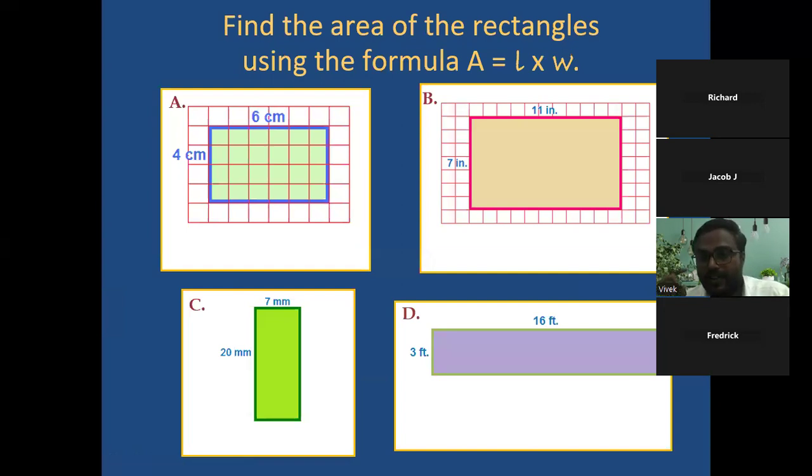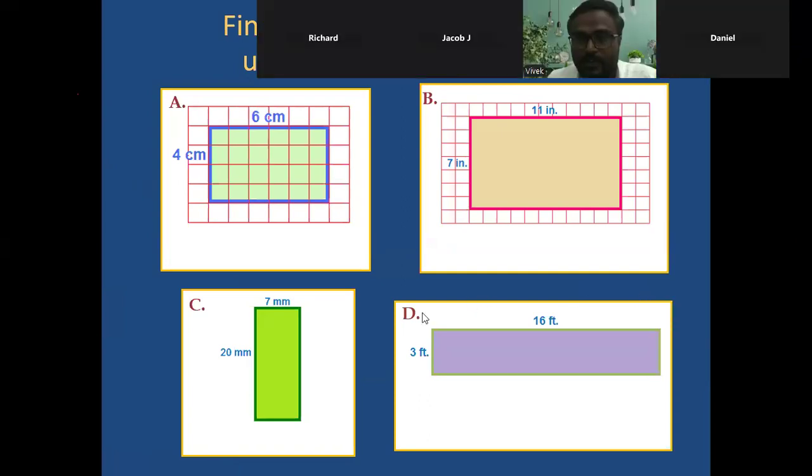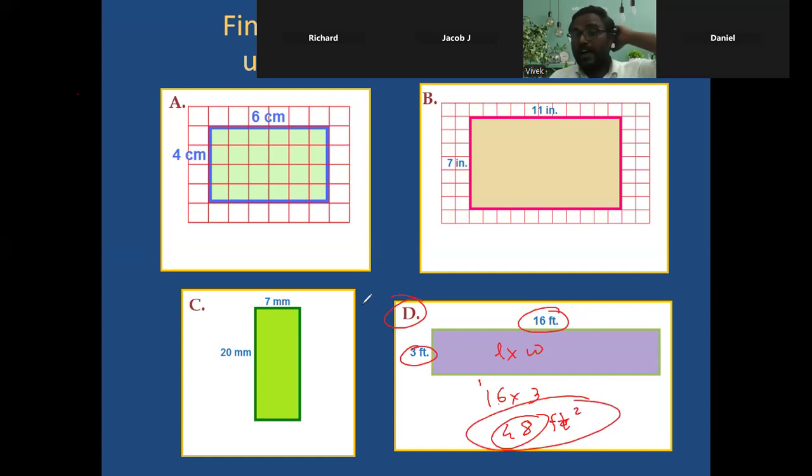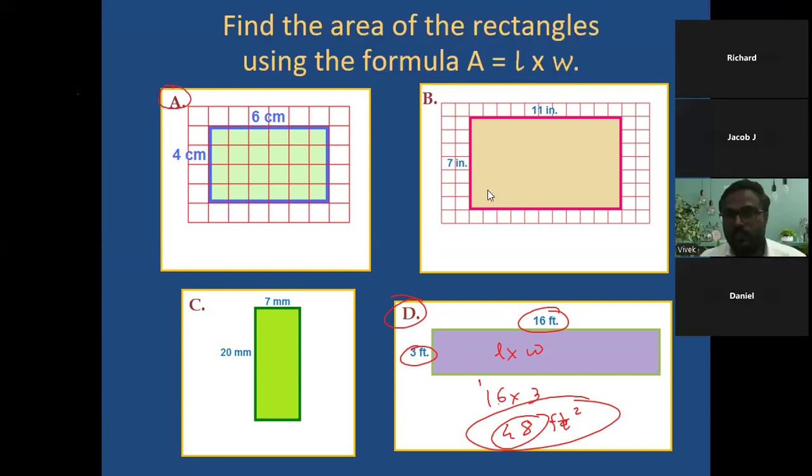Guys, I'll be solving any one, and you need to solve the remaining three questions in 60 seconds. Time management is very important in ASVAB exam. So let me solve the D part for you. Area of rectangle is the length times the width. So it's 16 times 3. 6 times 3 is 18. Carry the 1 over. 3 times 1 is 3 plus 1, 4. So 48 square feet or feet squared. You have to solve A, B, and C within 60 seconds. Solve it, guys. Come on.